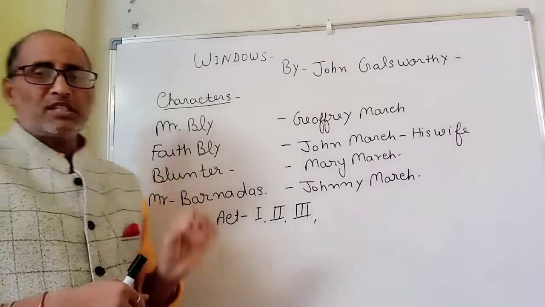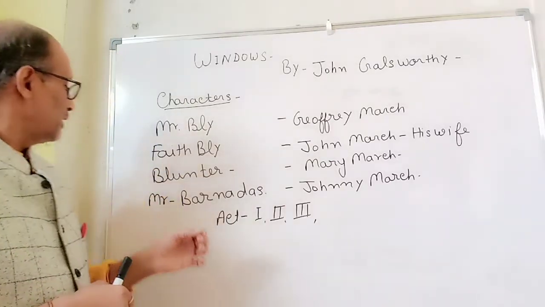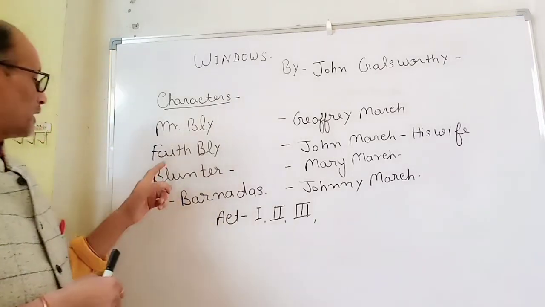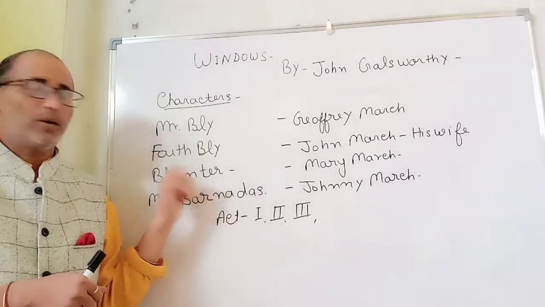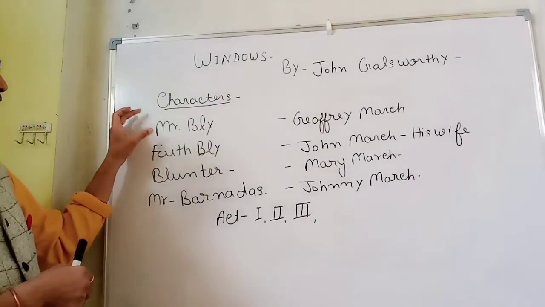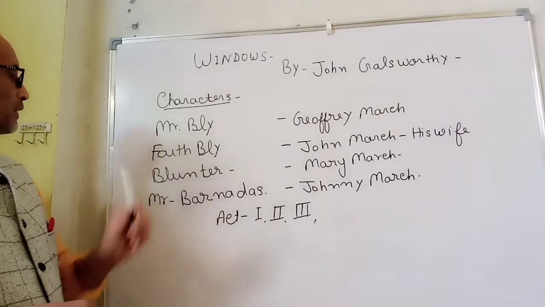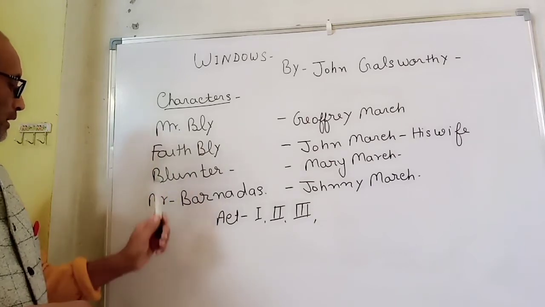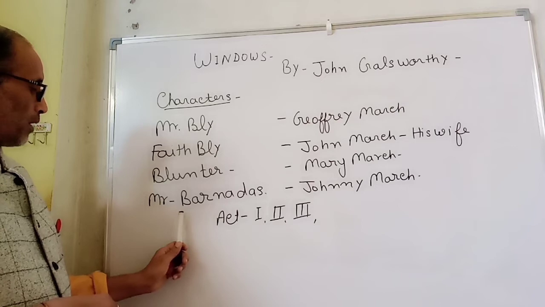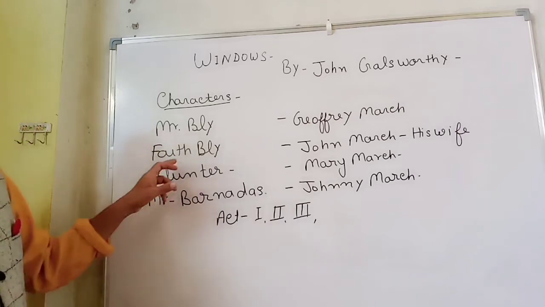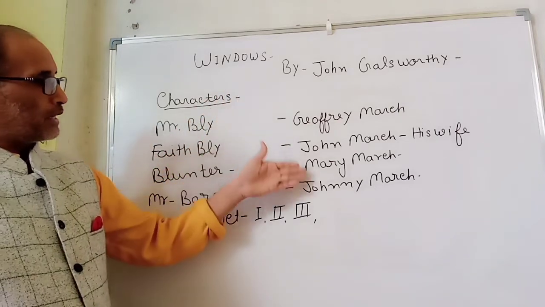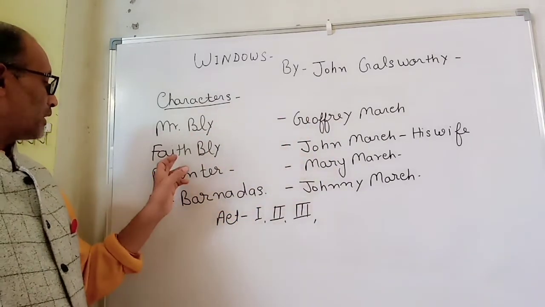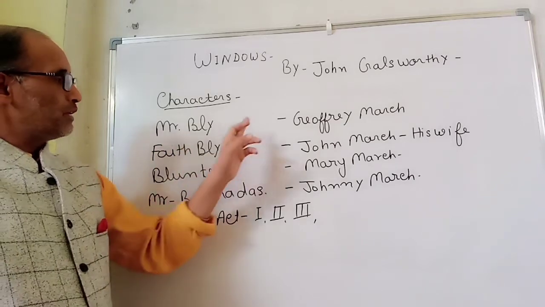Windows, this play is mainly related to a female character, and the name of that character is Faith Bly. Okay, so first character is Mr. Bly, second is Faith Bly, third is Blunter, and the next character is Mr. Barnadas. Actually, these are the characters, they belong to the same family. This is the family where Faith Bly works.